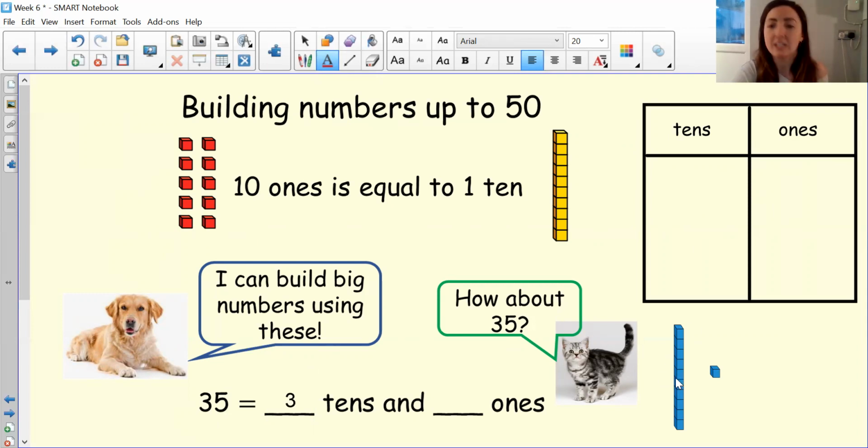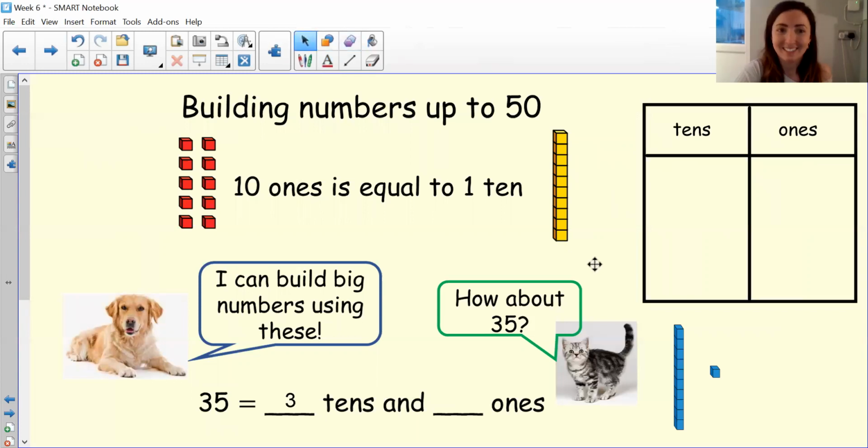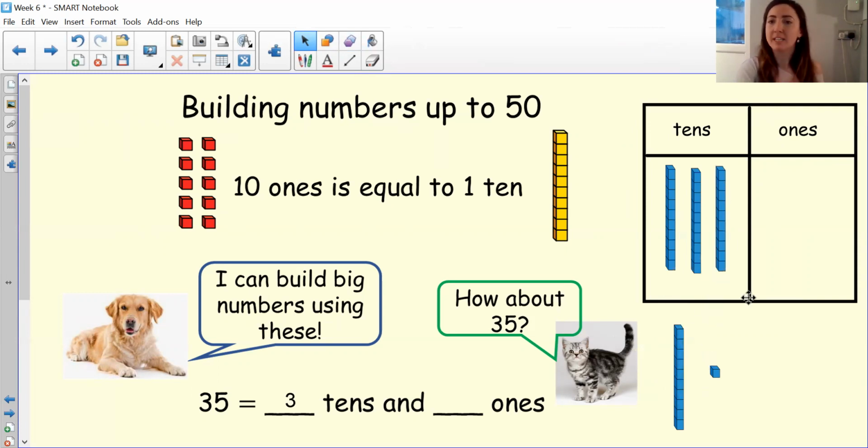Oh, actually, let's build it. So let's build our 3 10s this time. Oops. Still getting used to this technology. So here are my Deans. So I need to get 1, 2, 3 10s. And what is 3 10s? 3 10s is 10, 20, 30. So that's my first part of the number, 30. And then how many ones? 5 ones.